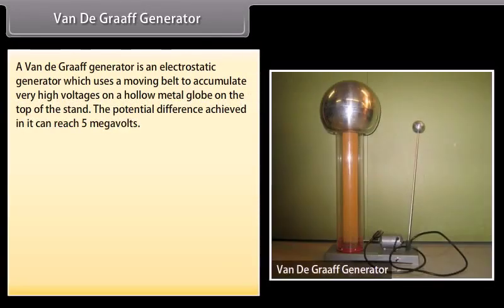Van de Graaff generator. A Van de Graaff generator is an electrostatic generator which uses a moving belt to accumulate very high voltages on a hollow metal globe on the top of the stand. The potential difference achieved in it can reach 5 megavolts.